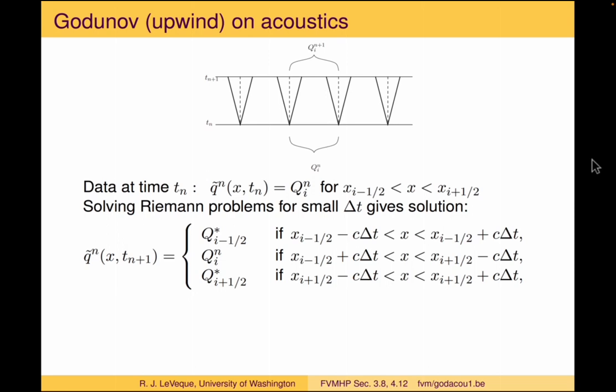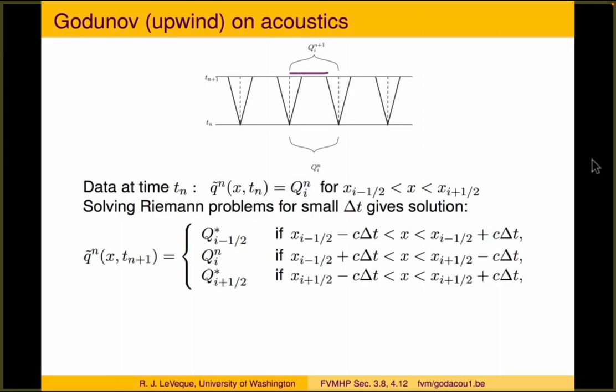And so the solution at the advanced time has three states. If we're looking at the solution within a grid cell, there's three segments here. One where it has the value that's the intermediate state coming from the left, one where it's the original Qi^n, and one where it's the intermediate state from the right.